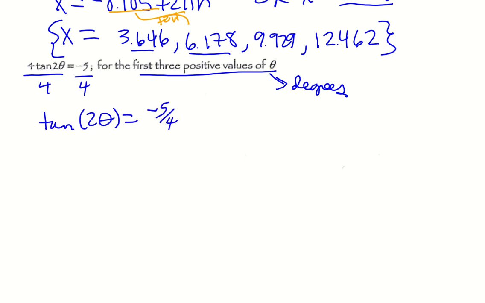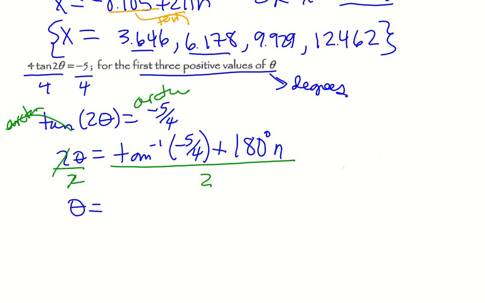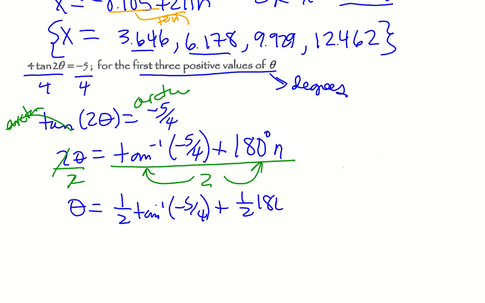We're going to take the arctan of both sides. Right, so that undoes my tangent, leaves me 2 theta equals, my definition of arctan is inverse tan of negative 5/4 plus, we're in degrees, so we'll add 180 degrees n. My next step is I want to divide both sides by 2. Right, that divides out the 2 and leaves me theta. Be very careful with the left side that this division by 2 has to go to both terms, so I end up with 1/2 my inverse tangent of negative 5/4 plus 1/2 of 180 degrees n.